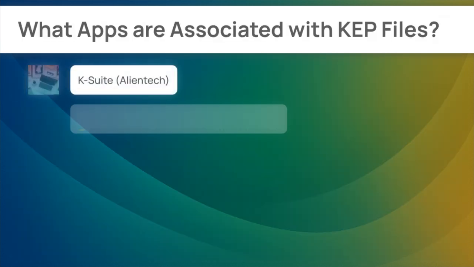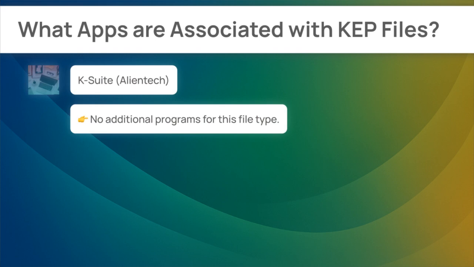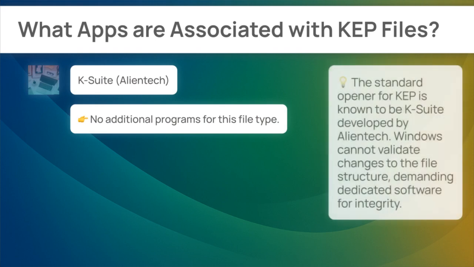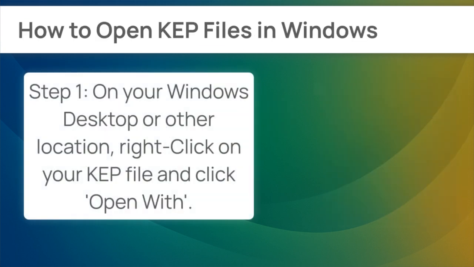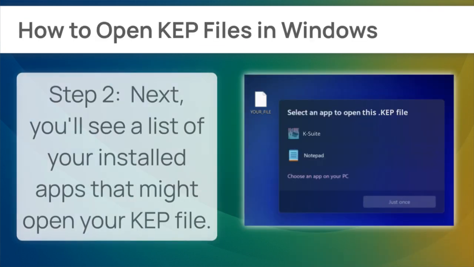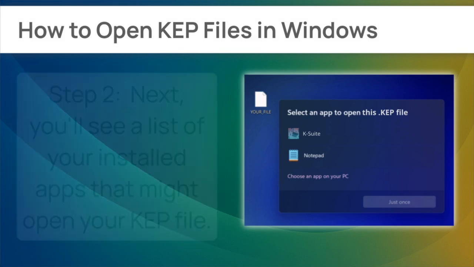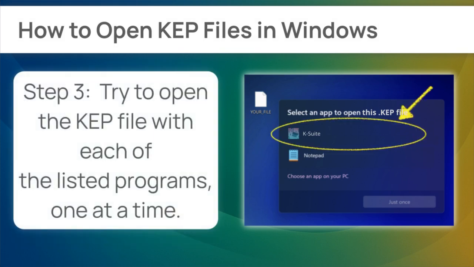If installed, your preferred program for KEP should be the KEP Application by Alientech. Windows cannot validate changes to the file structure, demanding dedicated software for integrity. Windows shows only a simplified view, so deeper interpretation must be done with suitable software. Your first step towards full access, right-click the KEP file and select Open With. If KEP is on your system, try that first. If not, try another option immediately.